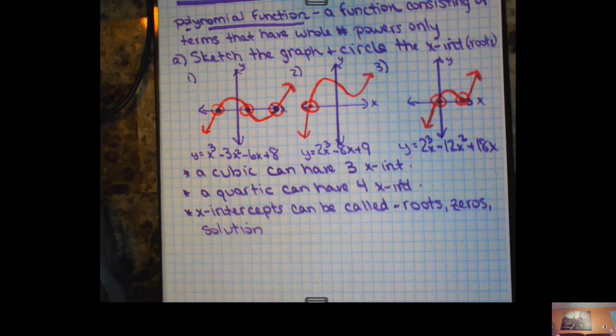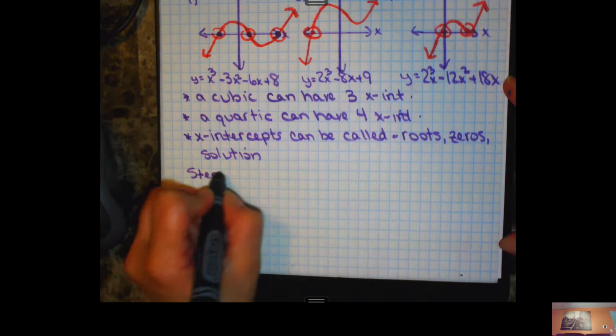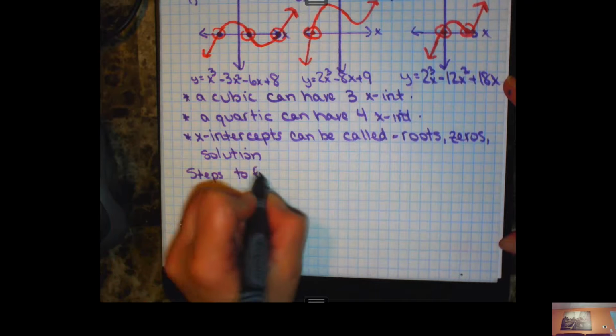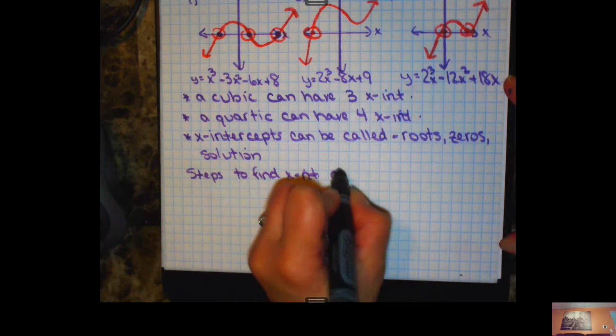So when you hear the question, what are the x-intercepts? It means the same as if you heard them say, what are the roots? What are the zeros? What's the solution? So I'm going to show you right now how to find the zeros if I give you an equation, which ties into our factoring. So can you write steps to finding x-intercepts algebraically?